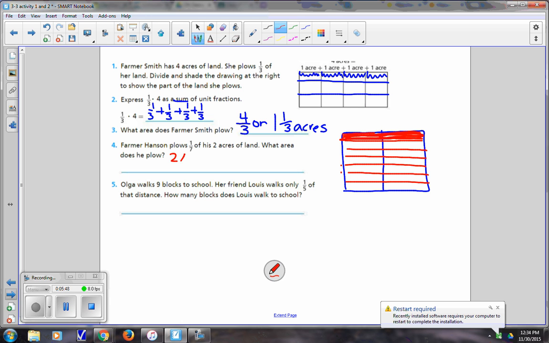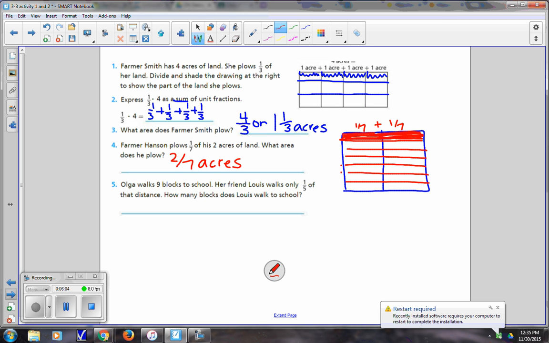2/7 acres. Hopefully you're seeing that this is 1/7 plus another 1/7. So you're kind of looking at the 1 acre at a time.